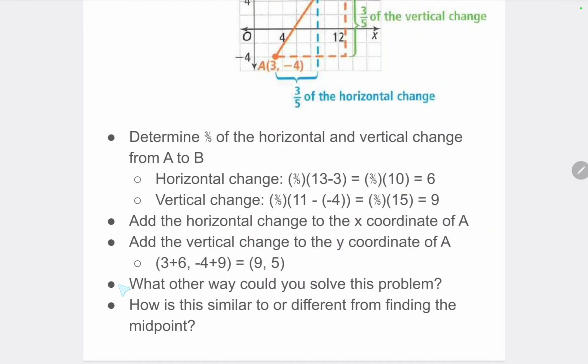Now, some things to think about. And again, we'll chit-chat about this a little bit in class. What other way could you solve this problem? And how is this similar to or different from finding the midpoint?